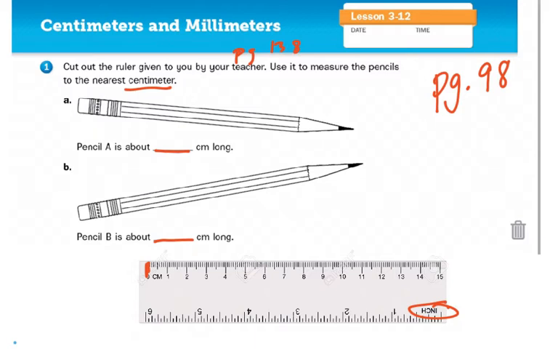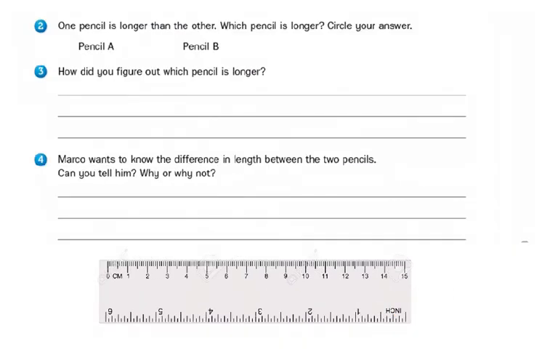When I measure pencil A, I notice that it's just a little bit shy or not quite 12 centimeters, but it is closer to 12 than it is 11. When I measure pencil B, it's just over 12, a little bit more, but it's closer to 12 than it is 13. Notice they're not exactly the same length. So then, since they're not exactly the same length, question 2 says one pencil is longer than the other. Which pencil is longer? Circle your answer.